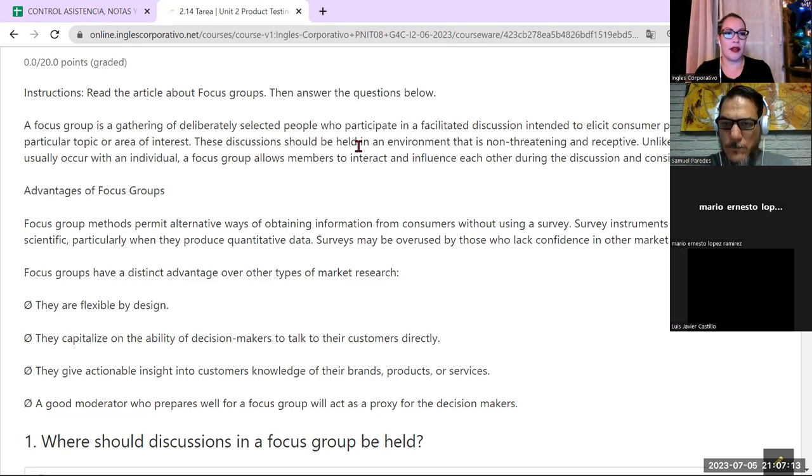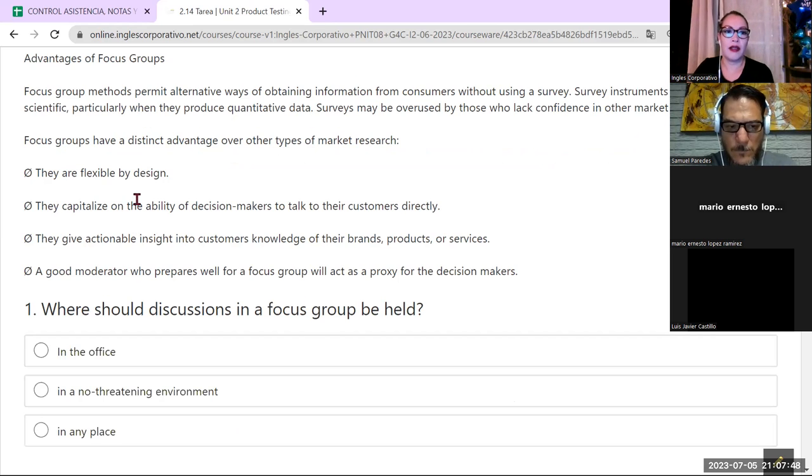Advantages of focus group. Focus group methods permit alternative ways of obtaining information from consumers without using a survey. Survey instruments tend to be viewed as scientific, particularly when they produce quantitative data. Surveys may be overused by those who lack confidence in other market research strategies. Focus groups have distinct advantages over other types of market research. They are flexible by design. They capitalize on the ability of decision makers to talk to their customers directly. They give actionable insight into customer knowledge of their brand's products or services. And a good moderator who prepares well for a focus group will act as a proxy for the decision makers.